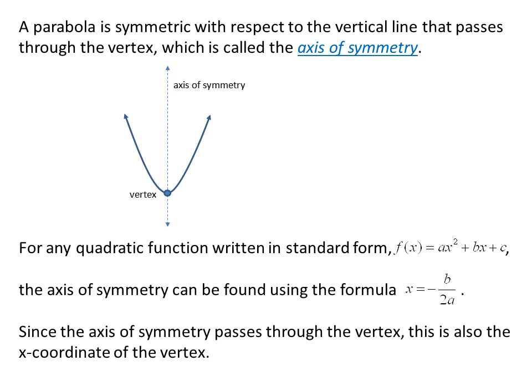A parabola is symmetric with respect to the vertical line that passes through the vertex, which is called the axis of symmetry. For any quadratic function written in standard form, f of x equals ax squared plus bx plus c, the axis of symmetry can be found using the formula x equals negative b over 2a. Since the axis of symmetry passes through the vertex, this is also the x-coordinate of the vertex.